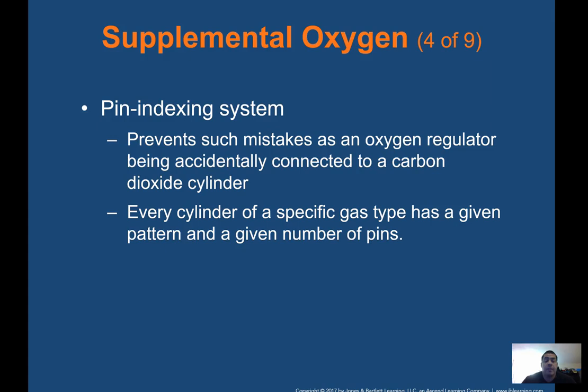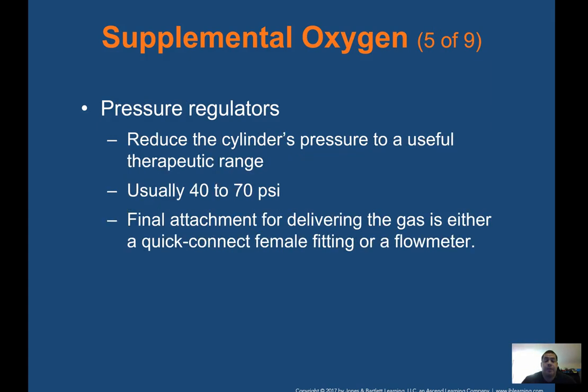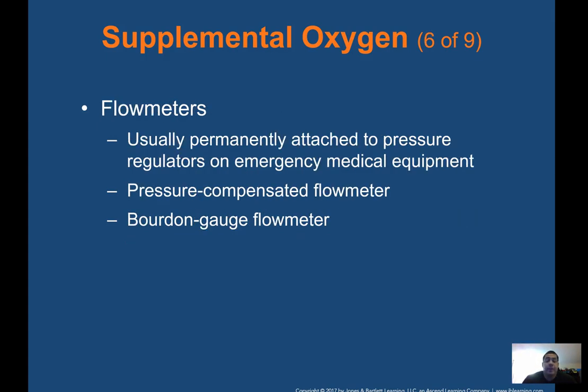Pin indexing system. It prevents such mistakes as an oxygen regulator being accidentally connected to a carbon dioxide cylinder. Every cylinder of a specific gas type has a given pattern and a given number of pins. Pressure regulators reduce the cylinder's pressure to a useful therapeutic range, usually 40 to 70 psi. Final attachment for delivering the gas is either a quick connect female fitting or a flow meter. Flow meters are usually permanently attached to pressure regulators on emergency medical equipment. Pressure compensated flow meter.